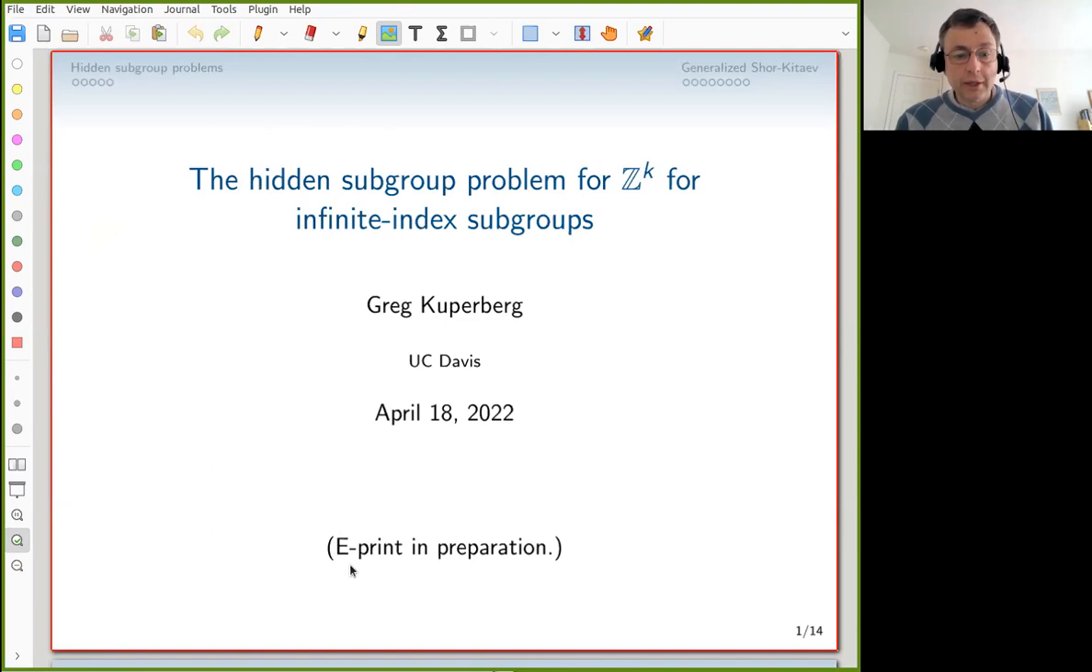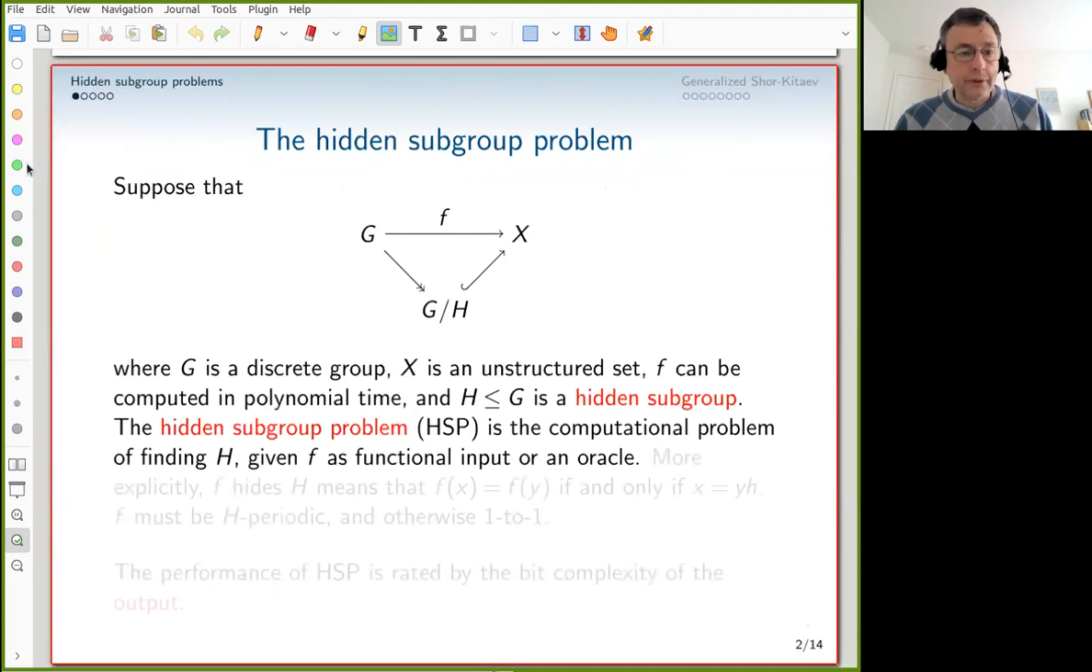Sorry, the ePrint is just in preparation. It's kind of a long ePrint with a bunch of results. Well, it'll come.